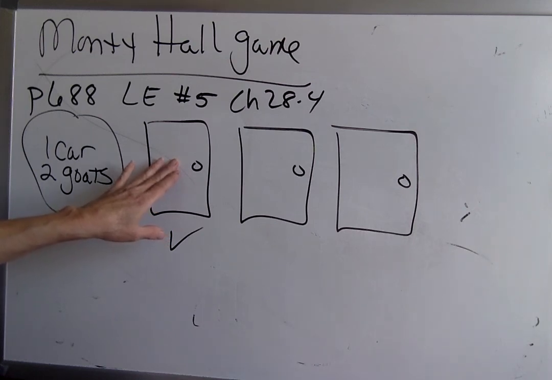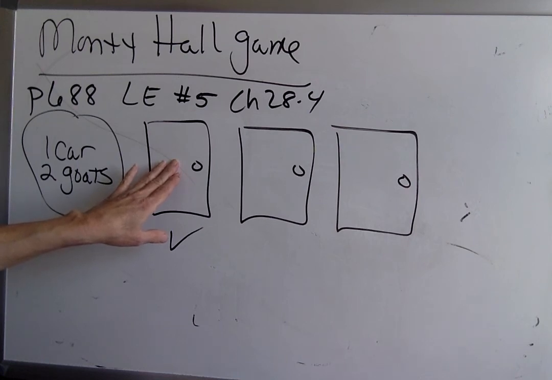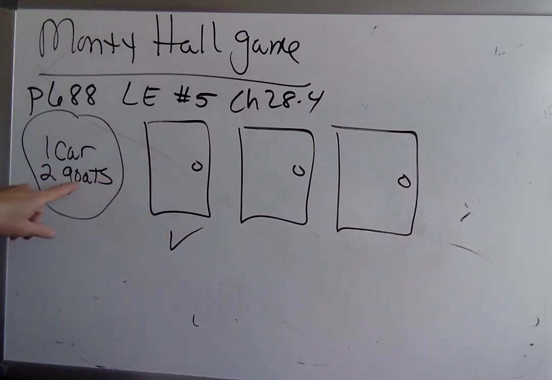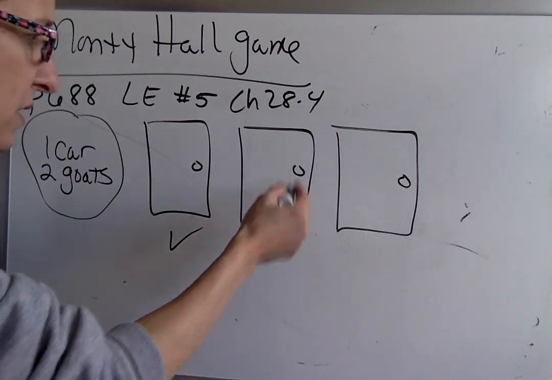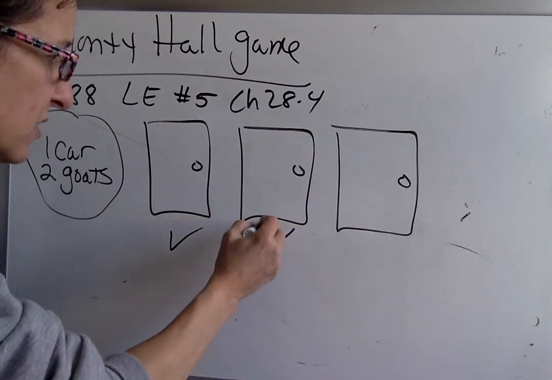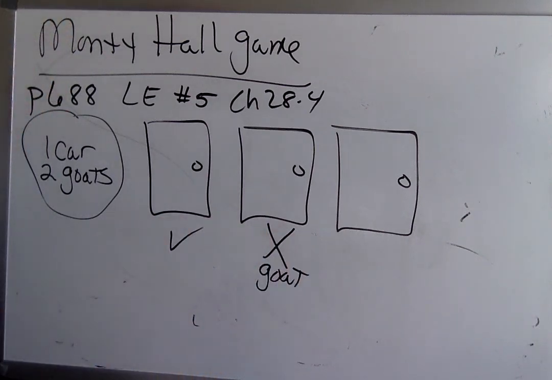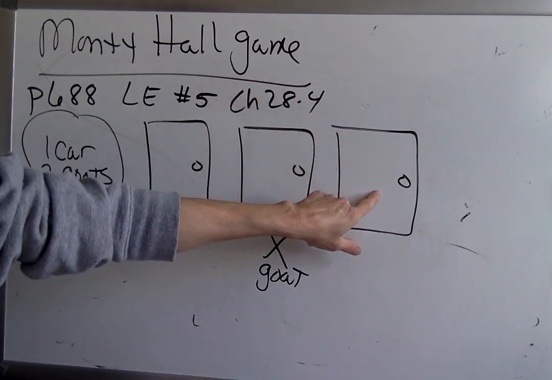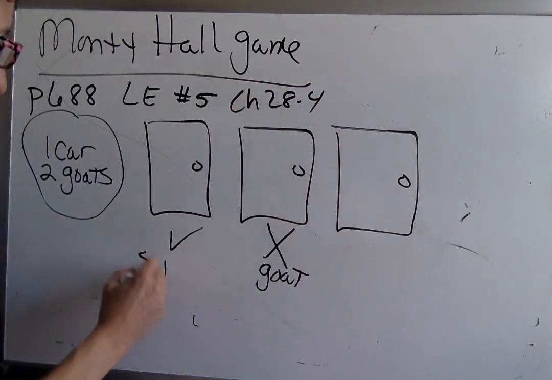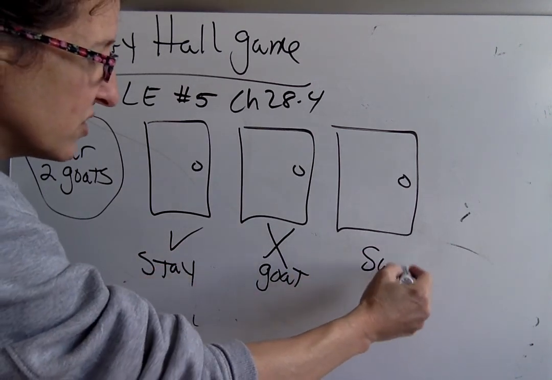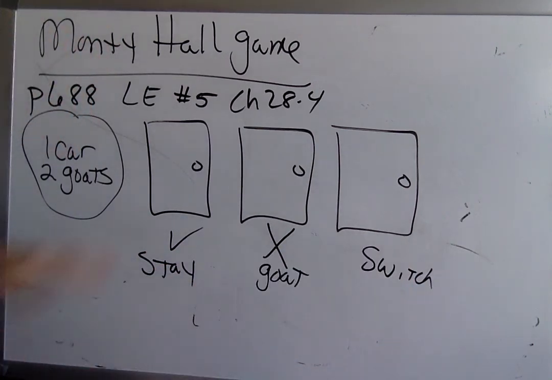The next step is that Monty will always open a losing door, meaning one with a goat. So he's gonna, let's just say, open this door. He opens it up, and I see, oh, there's a goat there. Okay. And then Monty says to me, do you want to stay with your original door, or do you want to switch? And that's why a lot of people call this the switch stay game. Okay, so I can stay here or I can switch over there.